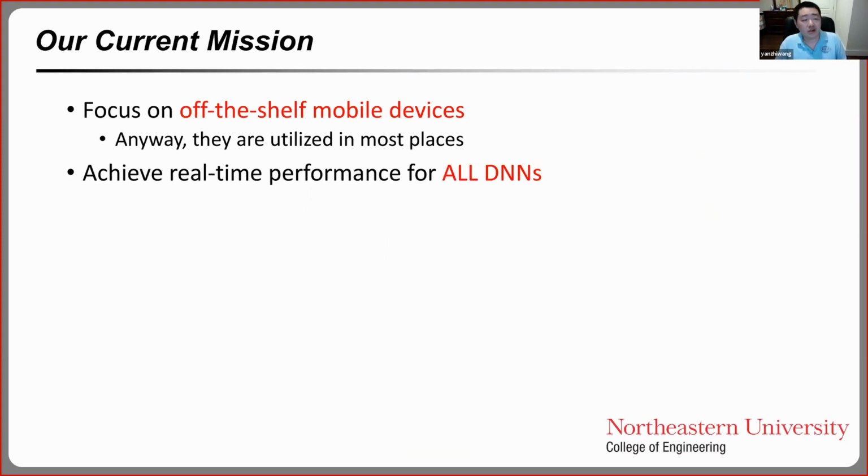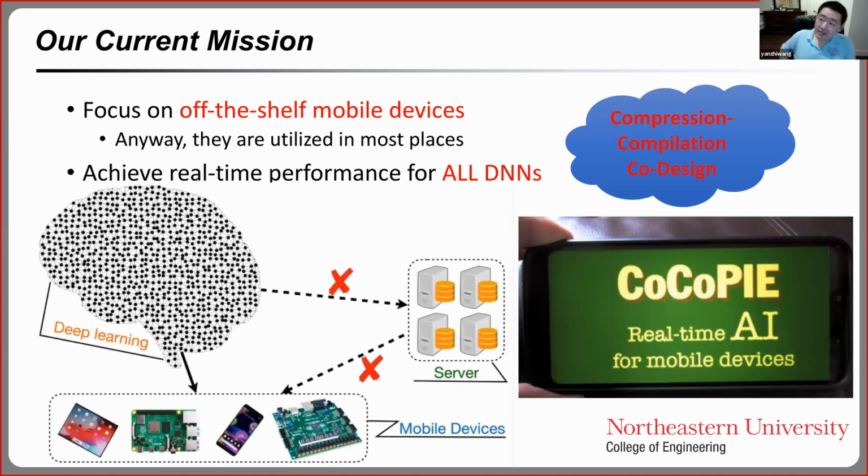And our goal is to achieve the real-time performance of all deep neural networks. We're going to say all deep neural networks, maybe except for a few cases, like the recently invented GPT-3. Maybe we cannot achieve real-time for this kind of application, but for most, or almost all, maybe we can make it real-time. So this is achieved using our current technology, so-called compression-compilation co-design.